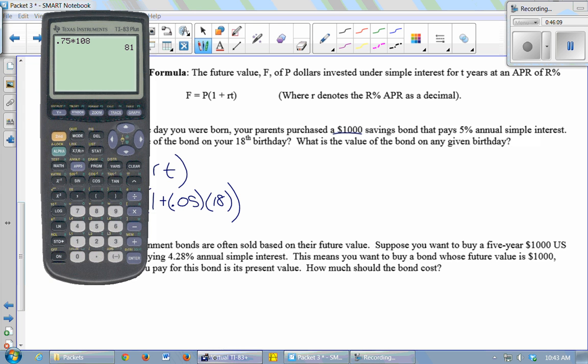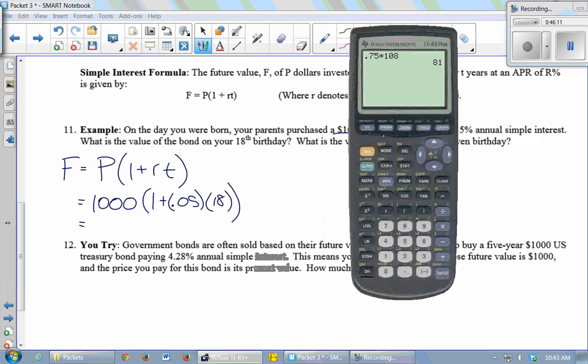And it should be more than 1,000, right? Otherwise, why would we invest this money? So the order of operations says do what's in parentheses first, and within the parentheses, we should do the multiplication before the addition. So I do 0.05 times 18, add 1, then I take all of that and multiply by 1,000. And I get $1,900.